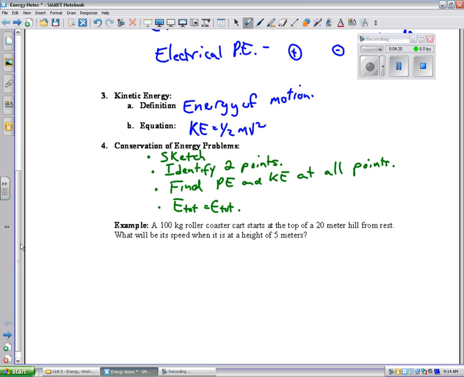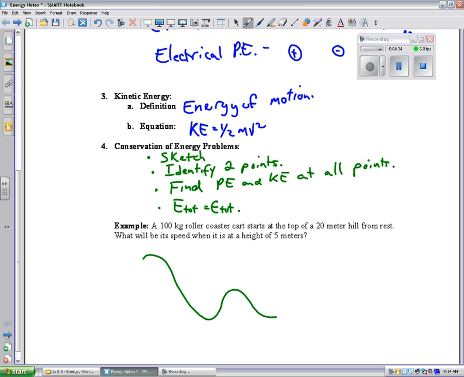So here's an example. A 100 kilogram roller coaster starts at the top of a 20-meter high hill. From rest, what will be its speed when it reaches a height of 5 meters? So it might look something like this. Now, the 5 meters could be on a second hill here, or it could be any 5-meter height. So we have the roller coaster cart there. This is 20 meters. This is 5 meters. Mass of this is 100. And here it starts from rest. And I want to know the velocity there. So I could call this point A.